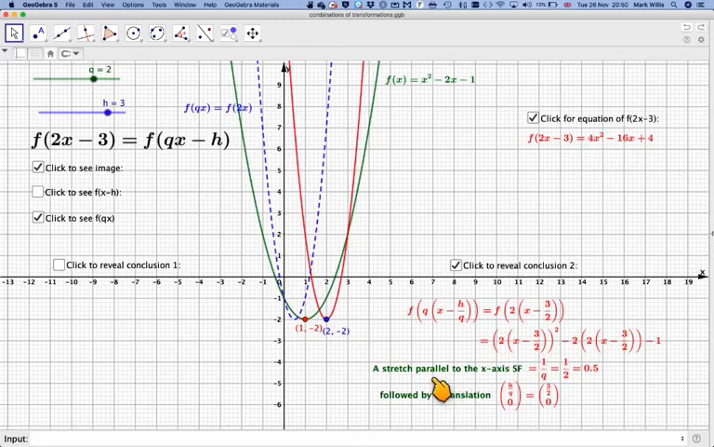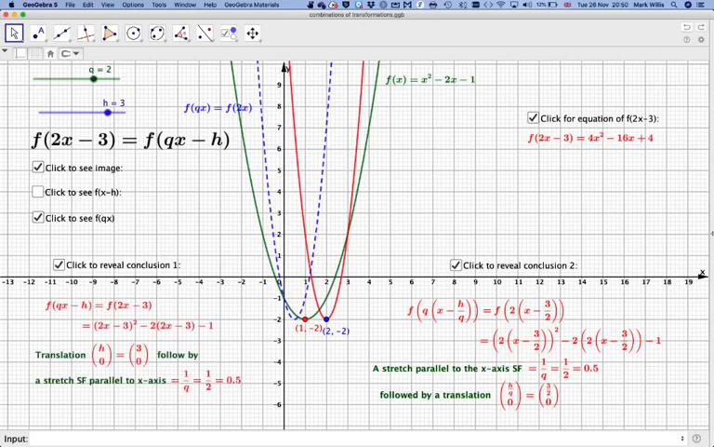So if you're going to do it that way, you have to think of it as a stretch parallel to the x-axis, scale factor 1 over q. 1/2 is equal to 0.5, followed by a translation h over q, 0, which is 3 over 2, 0 in this case. Now, there's two ways of looking at the same problem. The only thing is you've got to remember that the translation in this one is going to be 3 over 2, 0. Okay, and in this case you do the stretch first, followed by the translation with a different value, h over q. But here you do the translation followed by the stretch.